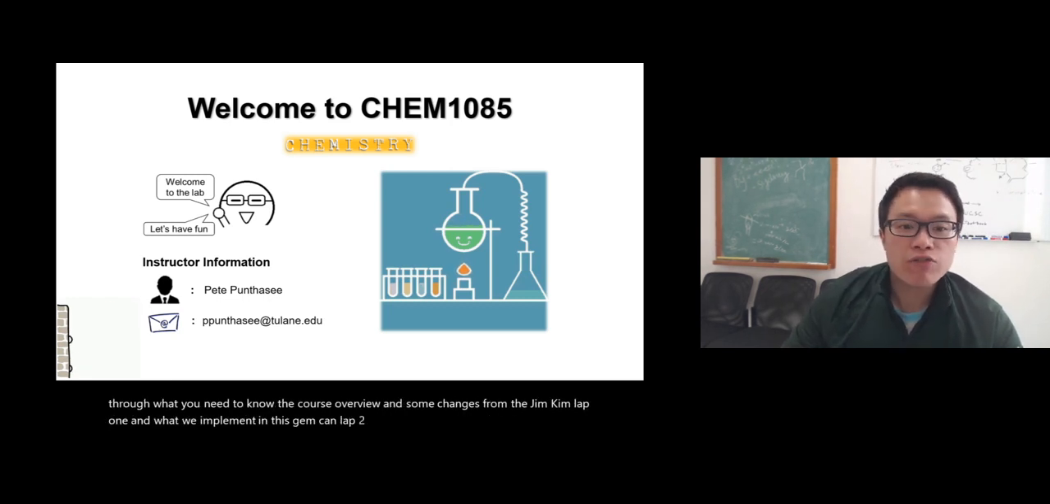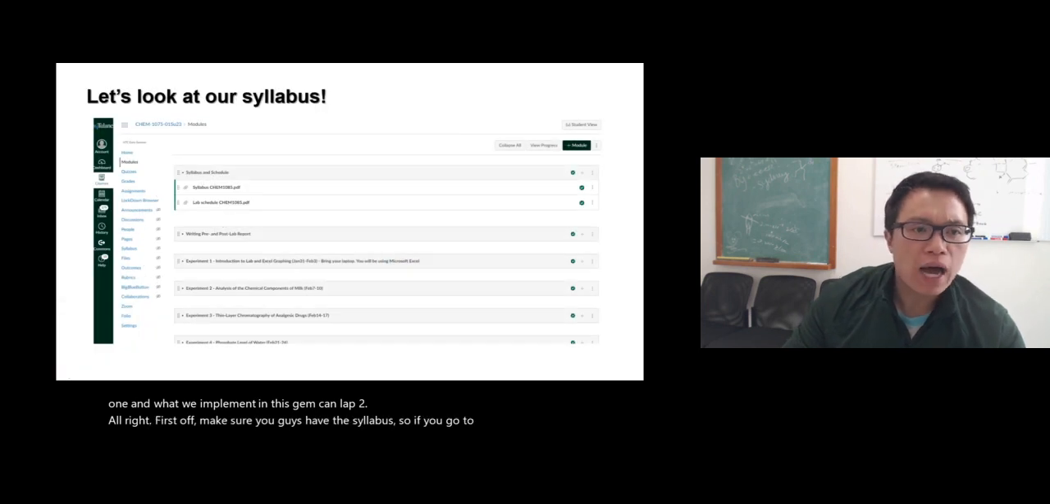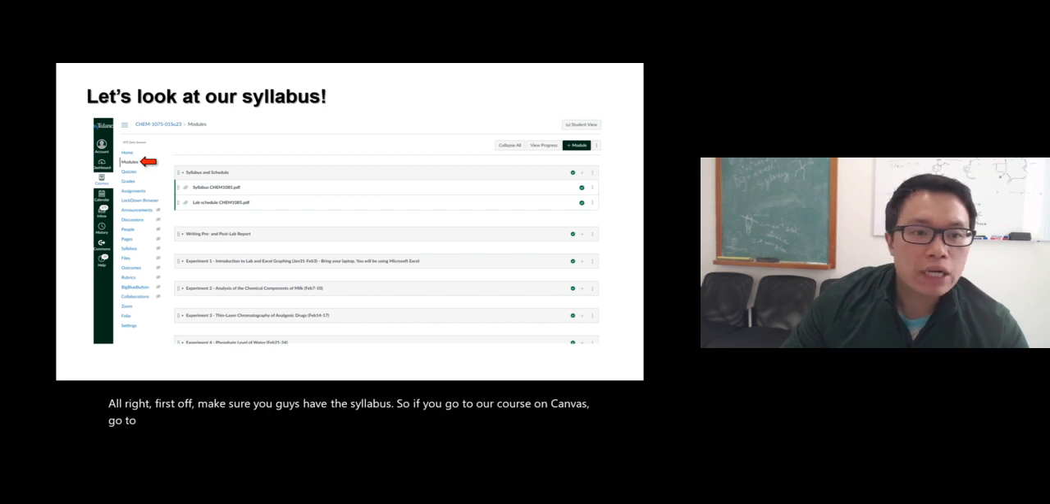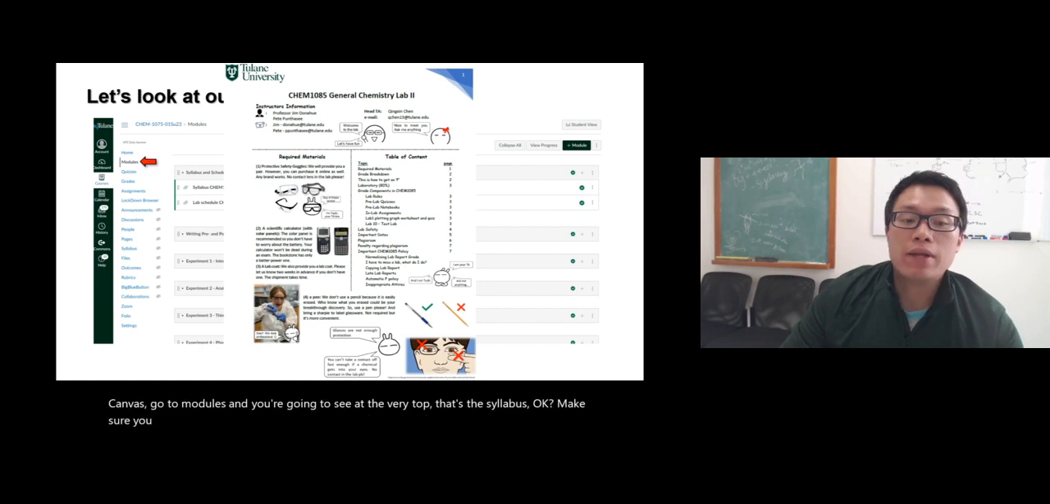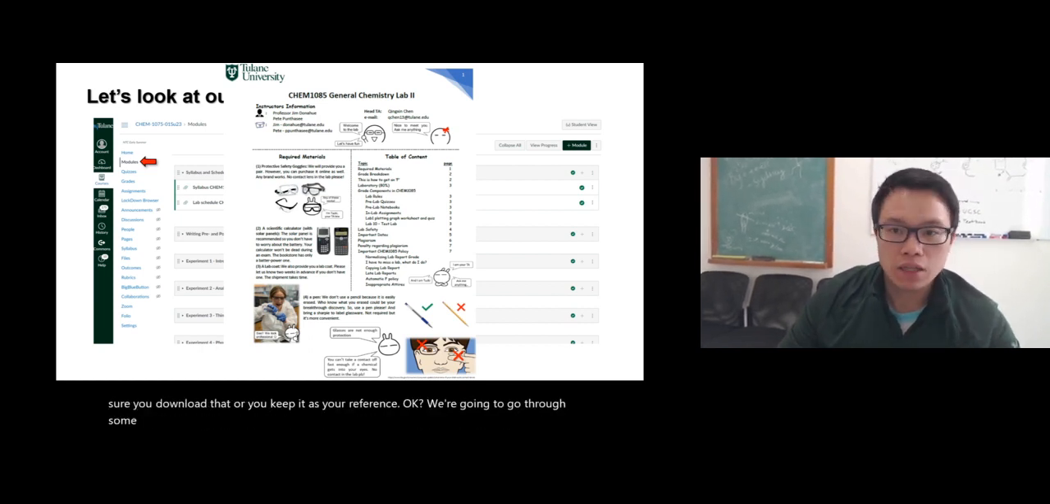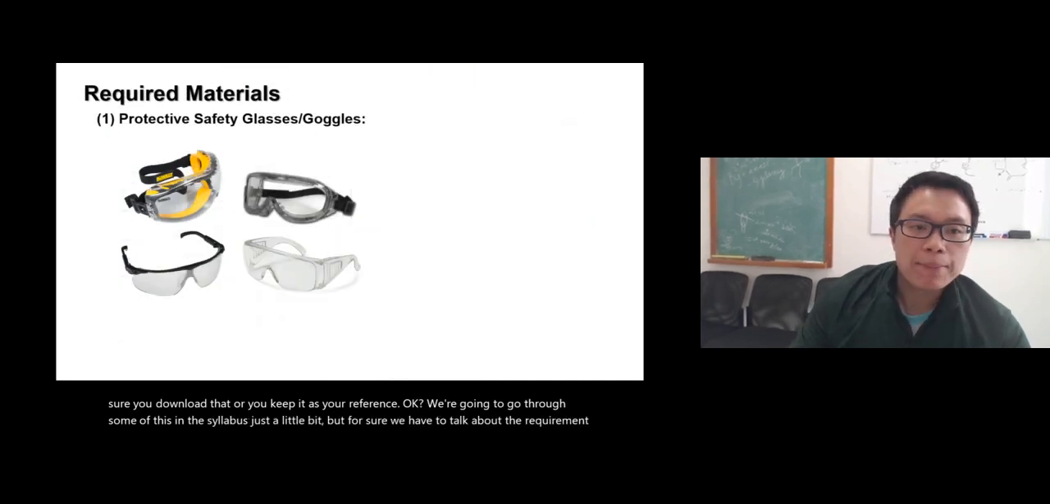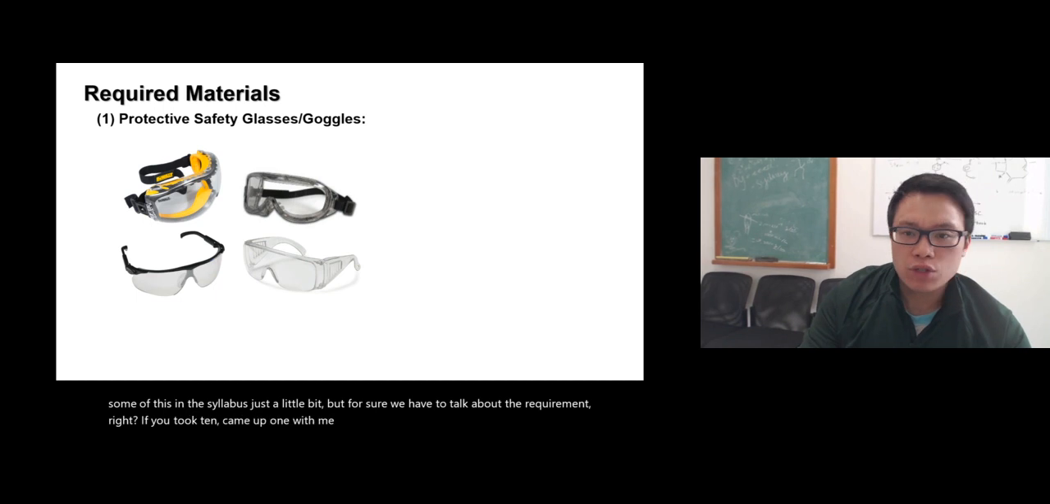First off, make sure you have the syllabus. If you go to our course on Canvas, go to modules, and you'll see at the very top that's the syllabus. Make sure you download that or keep it as your reference. We're going to go through some of this in the syllabus just a little bit, but for sure we have to talk about the requirements. If you took Gen Chem Lab 1 with me, I think you know that. If you don't, let's go through this together.